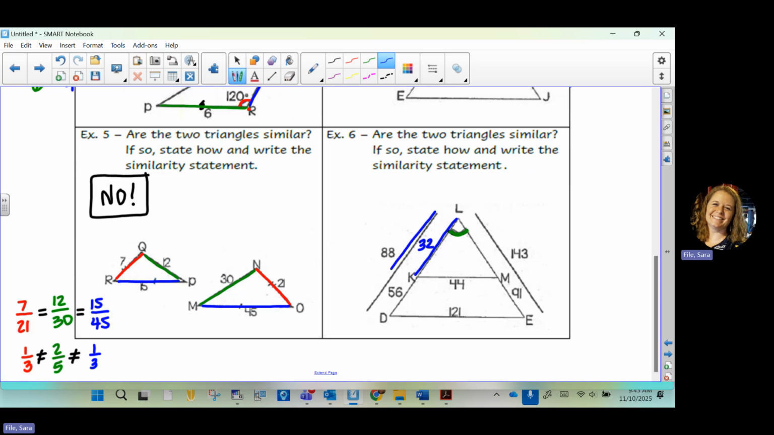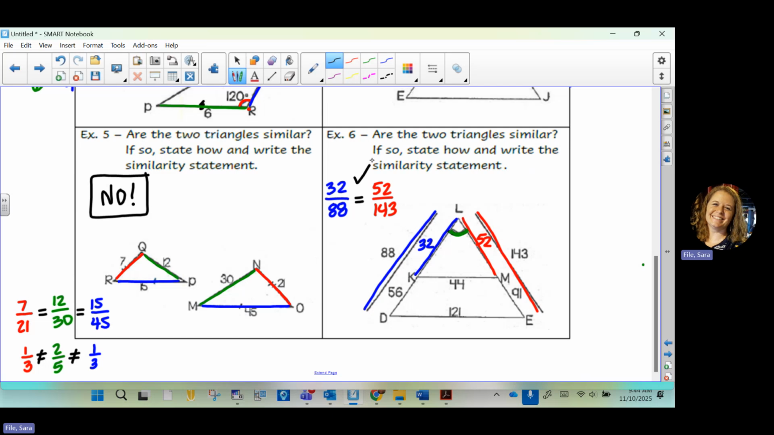Okay, and 32 would correspond to 88 in small to big. And over here on the right side, how would I get this length from L to M? Which is 52. So 52 would have to correspond to 143. So 52 over 143 and 32 over 88. They do both reduce to the same, which is 4 over 11.